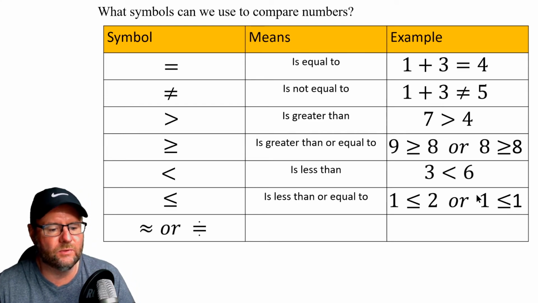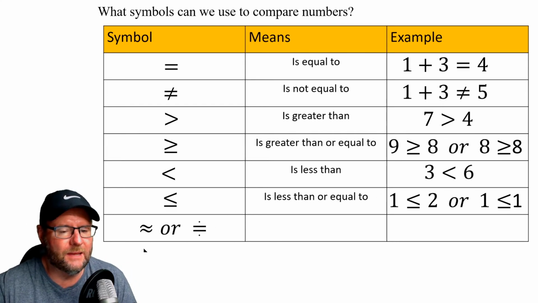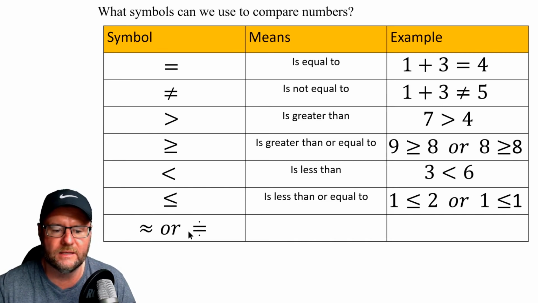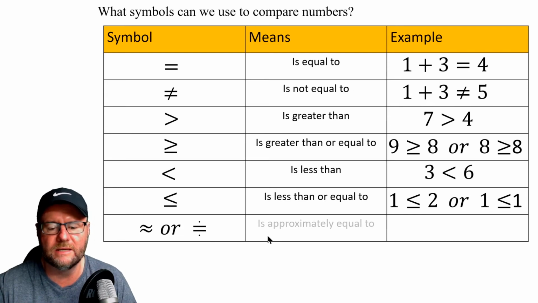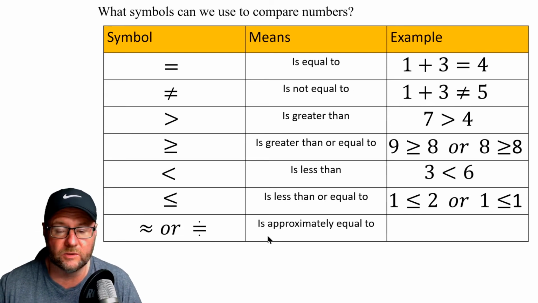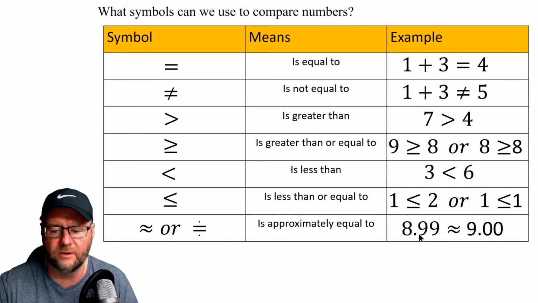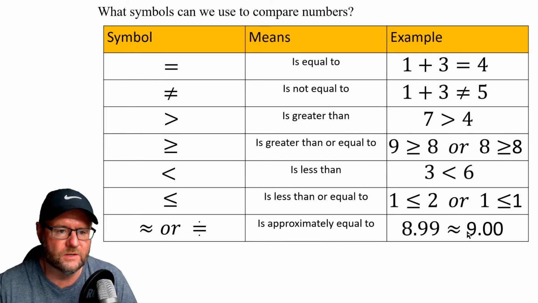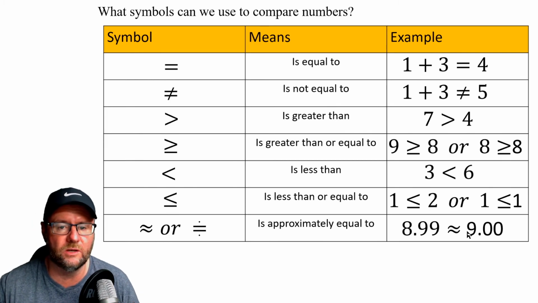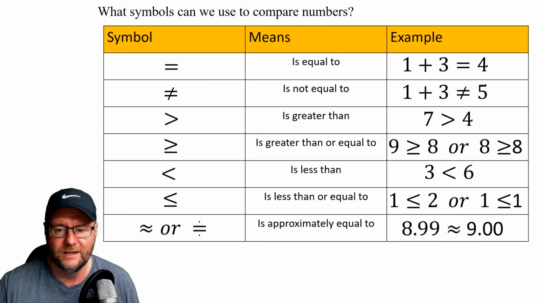And our last symbol is a bit of an odd one. It can be written in two different ways. An equal sign that's kind of curvy and wavy like this, or an equal sign with a dot above the top and the bottom of it. And that means is approximately equal to or very close to. So this one here would be an example. 8.99 is approximately 9.00.